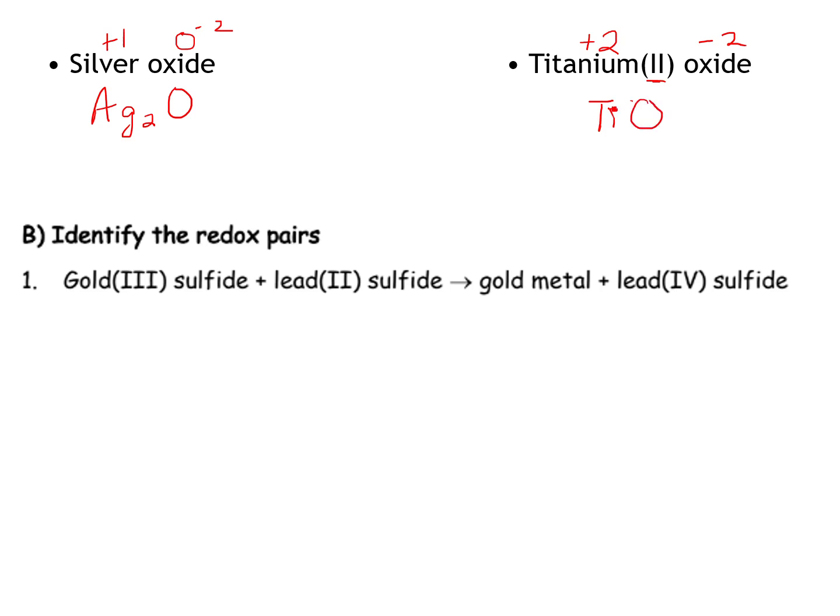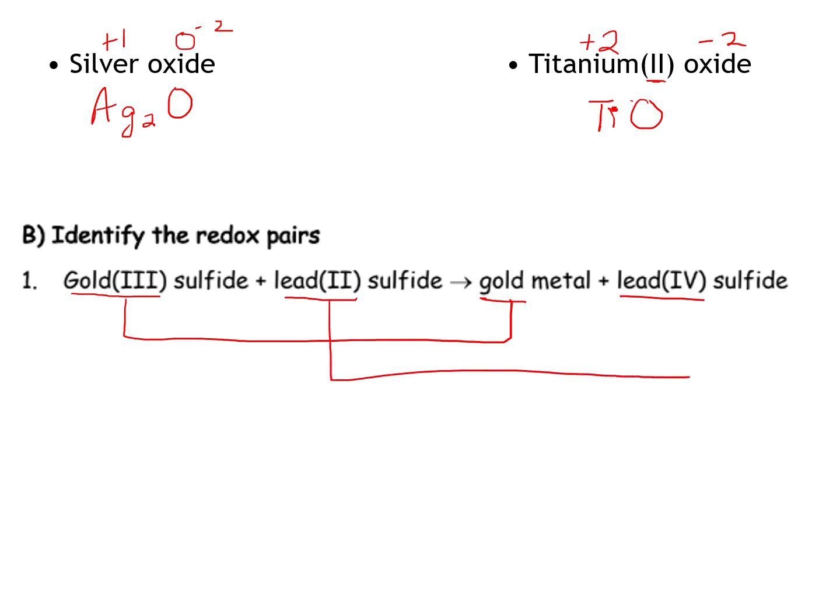All right, so for identifying the redox pairs, I just want you to connect the parts that are changing their oxidation number. So here we have gold 3 and gold metal. So that's one part. And then I want you to connect the other half. So we have lead 2 and lead 4. That is also changing its oxidation number. So we're going from 3 to 0. That means that this is the reduction, and that makes the other one the oxidation.